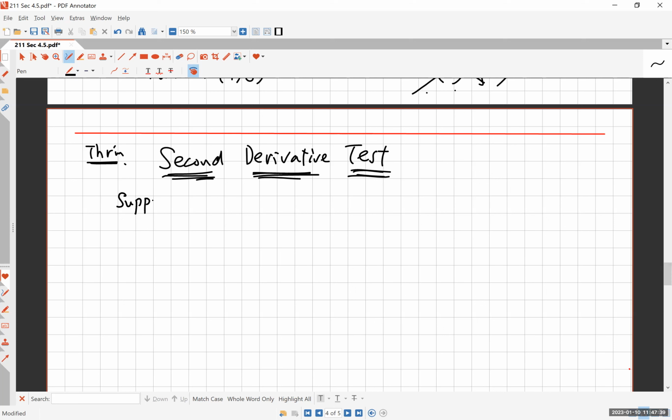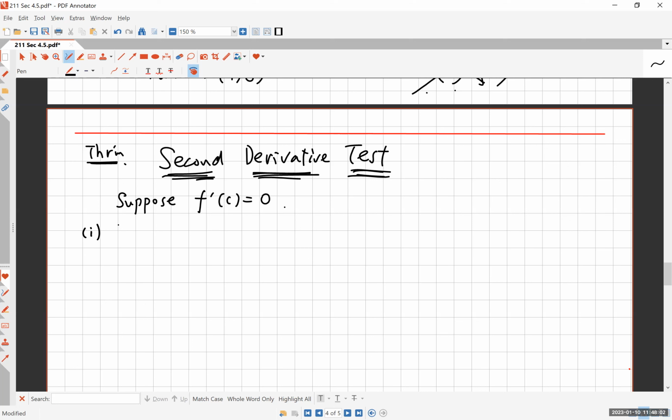Again, I'm going to skip the technical hypotheses like the second derivative being continuous over an interval containing C and all that. So here's an informal version of this. Suppose you find a critical point. Suppose you find that the first derivative at C is equal to 0. All right, so C is a critical point of the function.